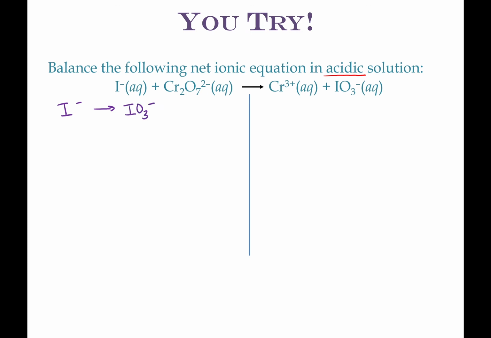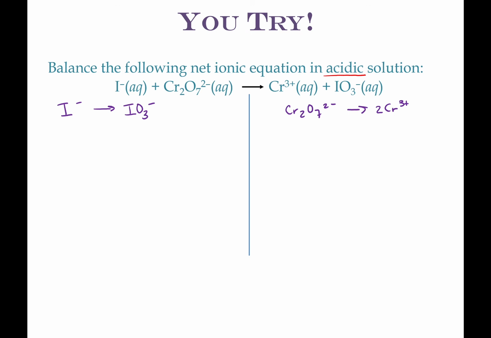And here we have Cr2O7 minus goes to Cr3 plus. First thing we do is balance for everything except hydrogen and oxygen. So 1 iodine on the left, 1 iodine on the right, we're good. We have 2 chromium on the left, we need 2 chromium on the right. And now we're balanced for that.